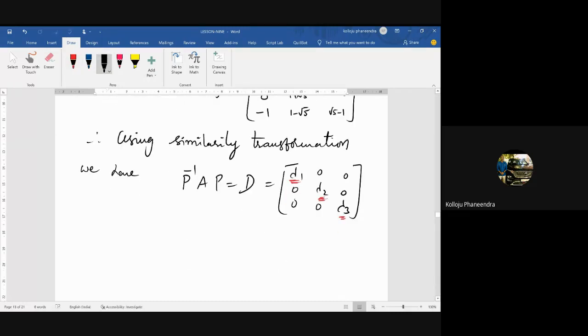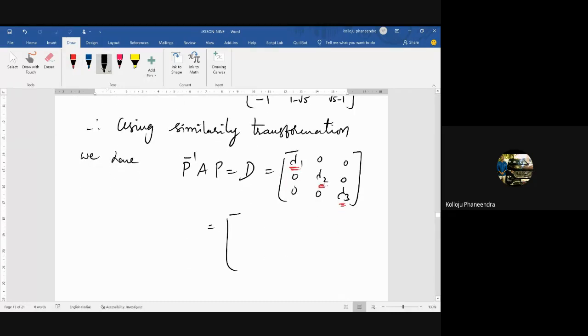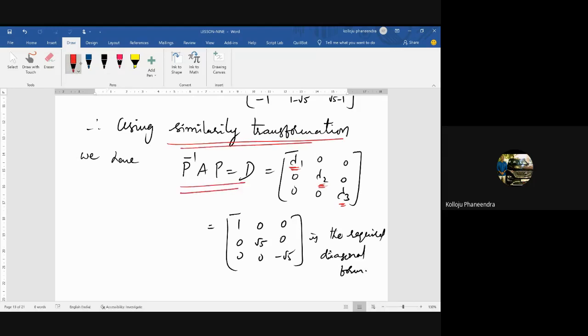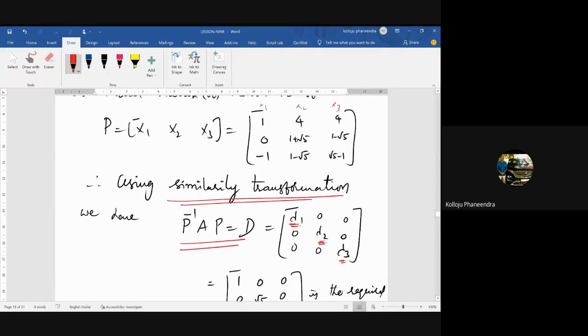That's it. So what is the diagonal form? Lambda 1 is 1, 0, 0. What is the next eigenvalue? I have considered positive root 5. The third eigenvalue is negative root 5, which is the required diagonal form. No need to prove, already we proved the theorem. So this statement is very important: similarity transformation, P inverse AP always reduces to diagonal form. Okay, and the matrix transformation is this one.